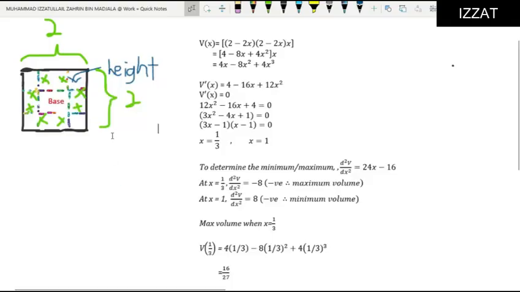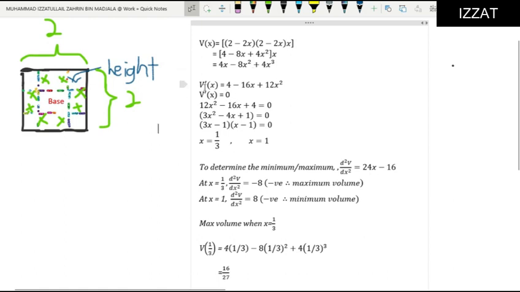Now we want to find the maximum volume of a cube. First, we need to find the volume of a cube. The width and the length of the cube is 2 minus 2x. This is because we need to deduct the side and this side with x. So we get 2 minus 2x. And the height of the cube is x, this one. And we get V(x) = 4x minus 8x squared plus 4x to the power of 3.